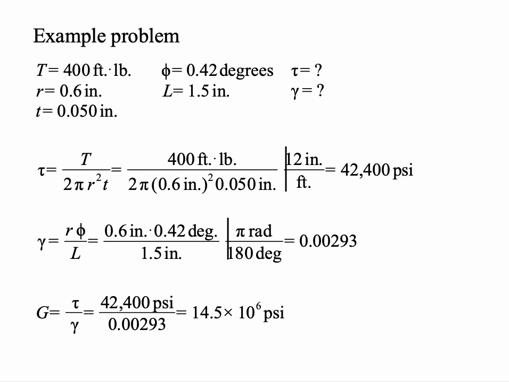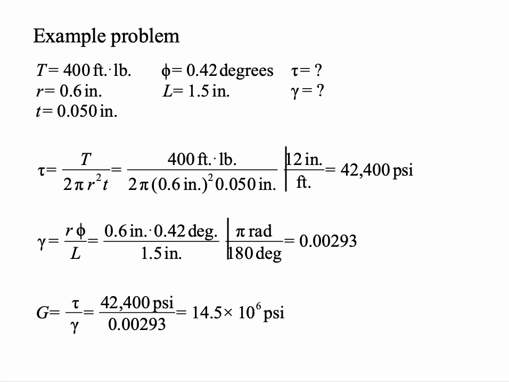So let's work out an example. Capital T torque is 400 foot-pounds, radius 0.6 inches, thickness is 50 thousandths of an inch, the sample twists 0.42 degrees, and the test length is 1.5 inches. So using the factor label method of unit conversion, we always start with the algebraic expression, then plug in the numbers in units, and then tack on the unit conversions at the end. For shear stress, the unit conversion is feet to inches. For shear strain, the conversion is degrees to radians.